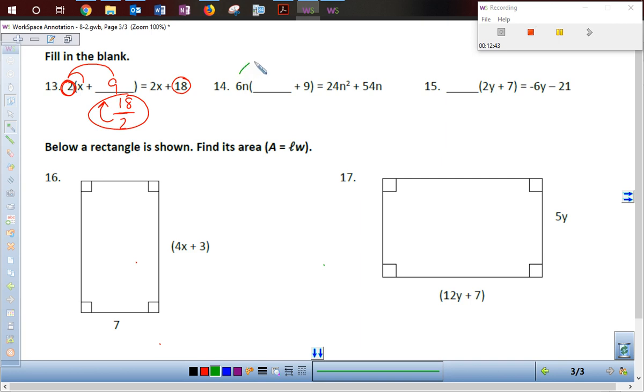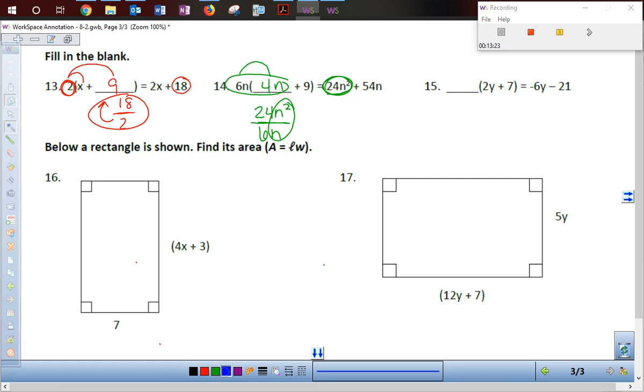I know that I need to take 6n times something, and I'm going to be left with a 24n squared. So I need to take that 24n squared and divide it by this 6n to see what I'm missing. Now I know that 24 divided by 6 is 4, but I have to figure out what n squared divided by n is. Remember, you subtract those exponents, and if I have n squared and I'm taking away n to the first, that means I'm left with n to the first. Now you can always double check to make sure you did it correctly. Is 6n times 4n 24n squared? 6 times 4 is 24, n times n is n squared.